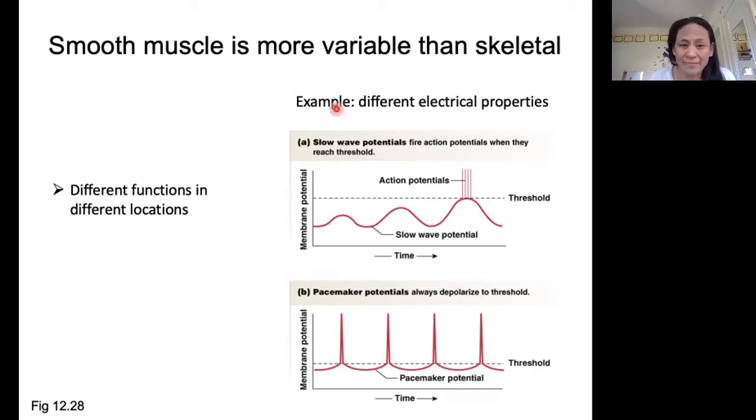Here's an example of that. Okay, so smooth muscle is going to have different electrical properties. So some smooth muscles have what are called slow wave potentials, where you get just a steady increase and decrease in membrane potential with action potentials riding on top of that. Other smooth muscles have a pacemaker potential, which is kind of like a repeating action potential. And there are other electrical properties that we see in other smooth muscles as well. Okay.